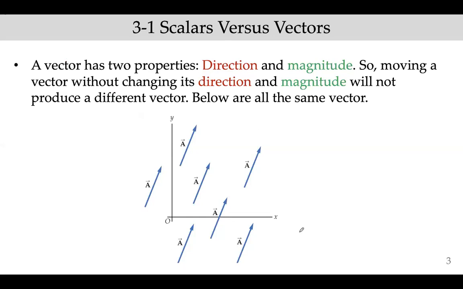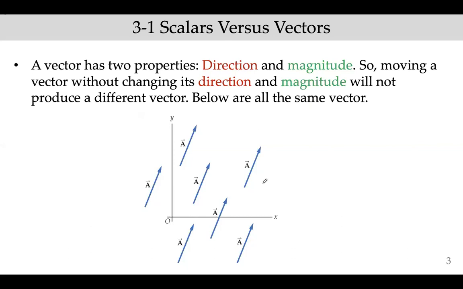A vector has 2 properties. One of the properties is direction, the other is magnitude. That means if you move the vector without changing its direction and magnitude, it will not produce a different vector. So below are all the same vectors. The direction is this direction, and the length is this much. They all point in the same direction, and their lengths are the same, so the magnitudes are also the same. So these are all the same vectors.